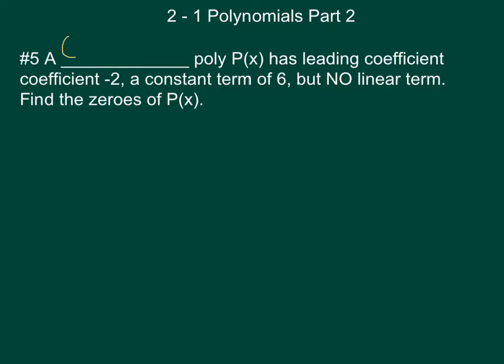A quadratic polynomial, p of x, has leading coefficient -2, has a constant term of 6, but no linear term. I want you to find the zeros of p of x. Alright, let's talk about all that information I just gave you.